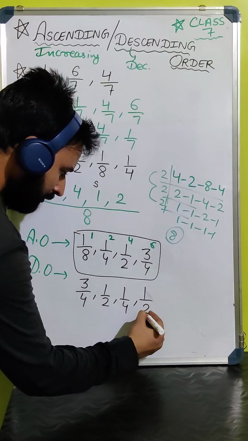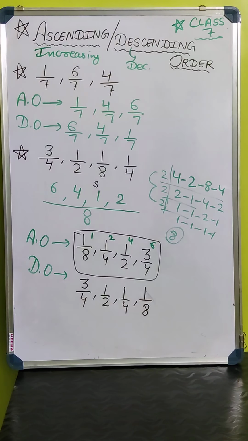Simple. So for ascending and descending order, just remember one thing: you have to make their denominators the same. After making the denominators the same, you have to recognize which number is smaller and which number is largest. Then you have to write down the ascending order and descending order of the fractions.